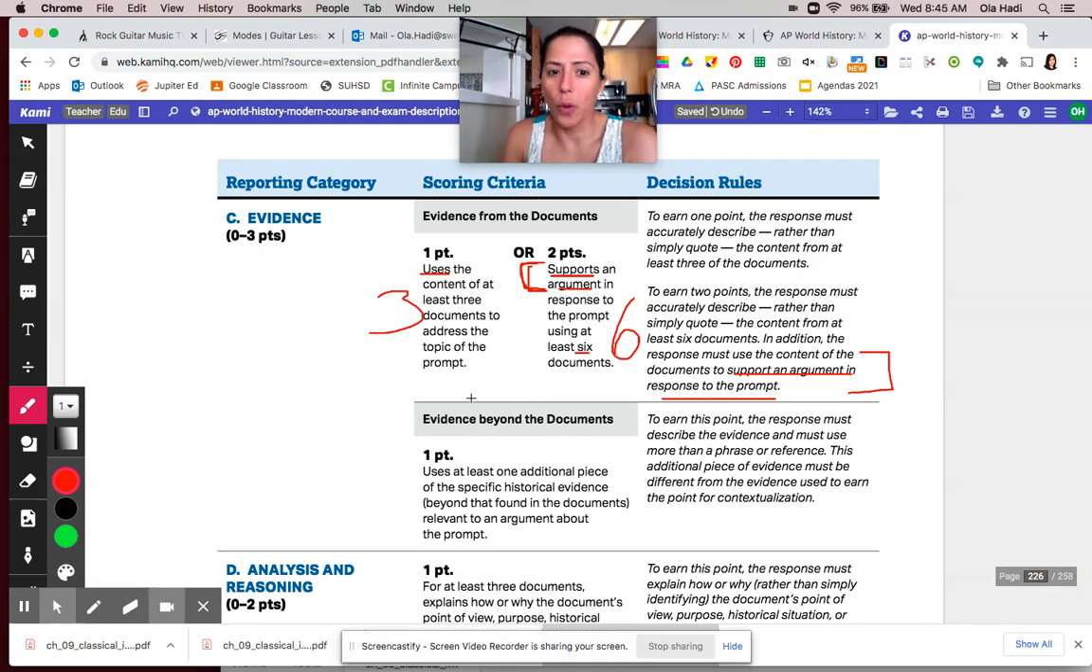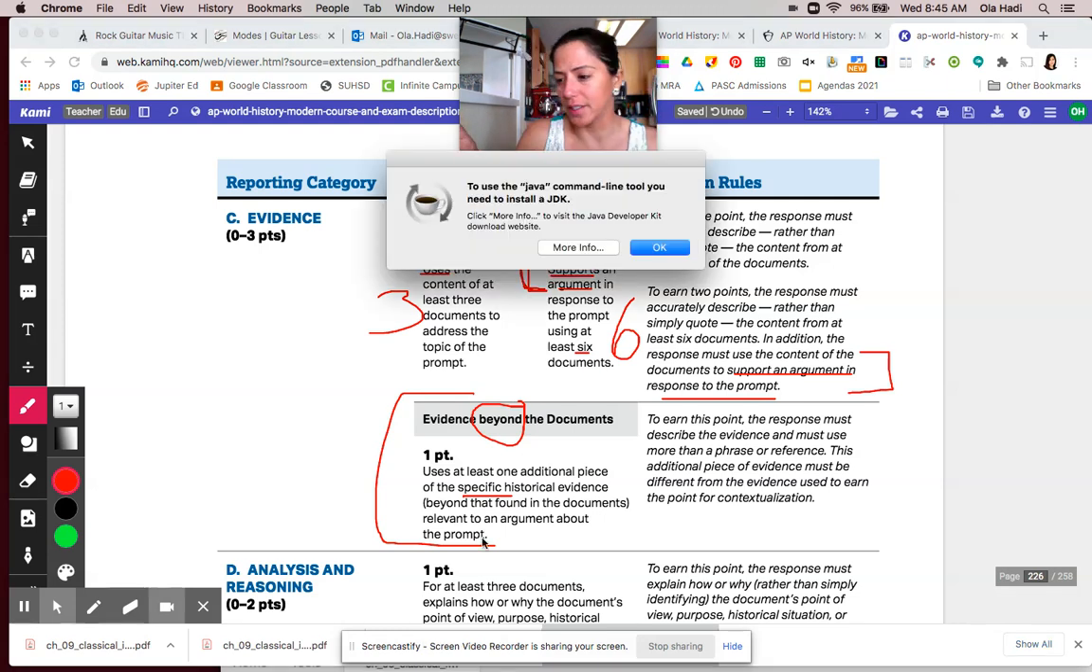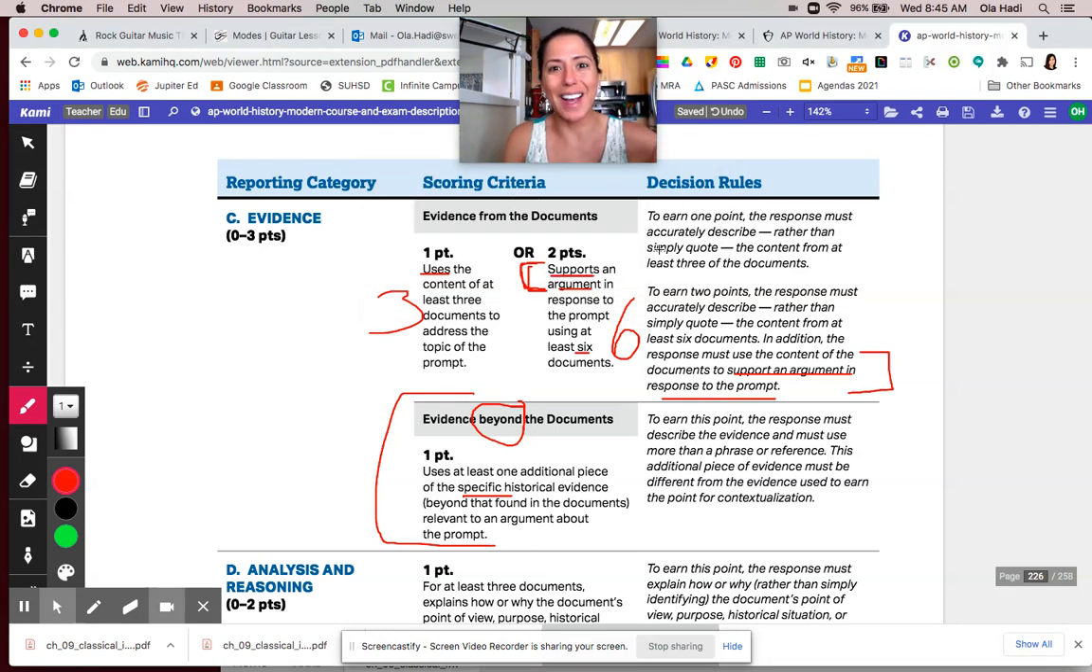Then there's another point in the evidence category, which is evidence beyond the documents. Basically, it's something you know from your textbook or from class or from whatever research you've done, your prep book, something that also proves the point in that paragraph. So at least one additional piece of specific historical evidence relevant to the argument about the prompt. And it can't be something that's already in the document. For example, the document says women were really hurt by this particular thing, and you say you have evidence that women were really hurt, and they'd say, well, we already know that from a different document. So you have to add something new.